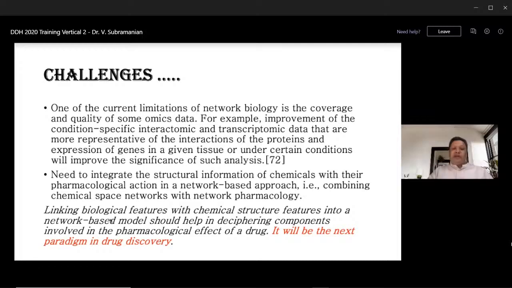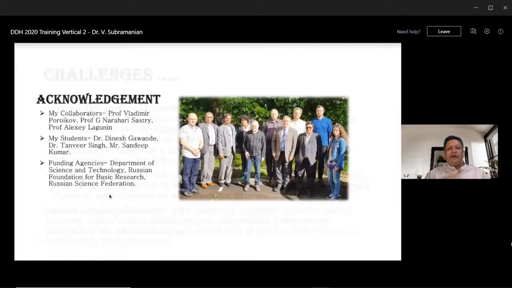So linking biological features and chemical structural features into a network-based model should help in deciphering the components involved in the pharmacological effect of a drug. So it will be the next paradigm in drug discovery. I feel the budding scientists will be adding more data and will have more projects, so that we can have better quality data to do this.